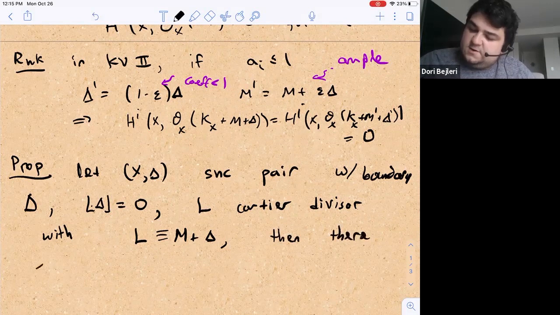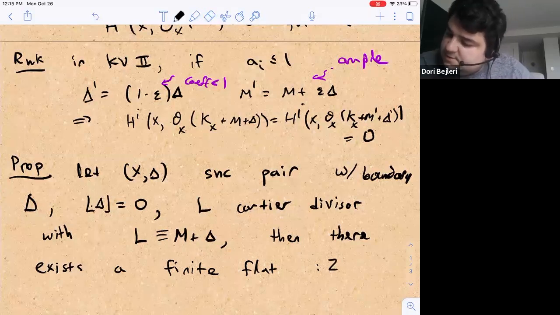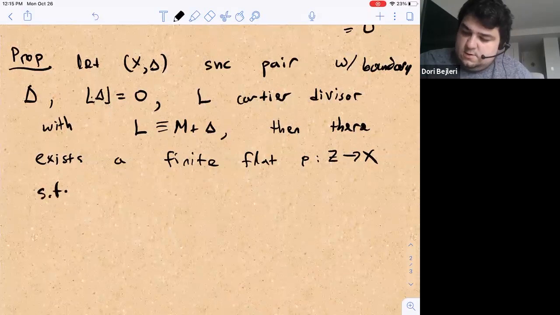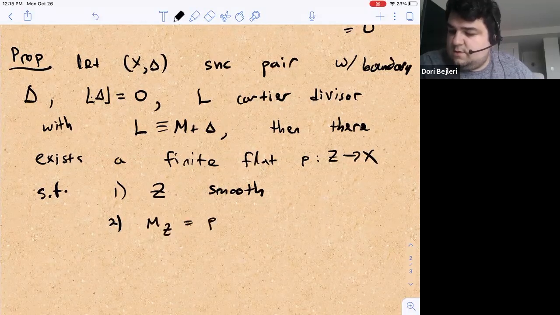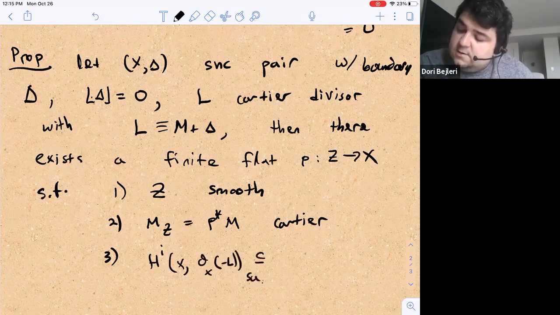Just if you can write it as M plus delta, then there exists a finite cover, in fact, a finite flat cover. I guess I called it P in my notes, so let me do that just to not mess up notation. There exists a finite flat cover P from Z to X such that 1, Z is also smooth. 2, the pullback of M is Cartier. And 3, the cohomology of minus L is the direct summand of the cohomology of minus M on this Z.